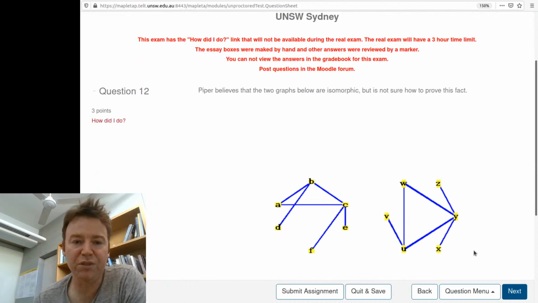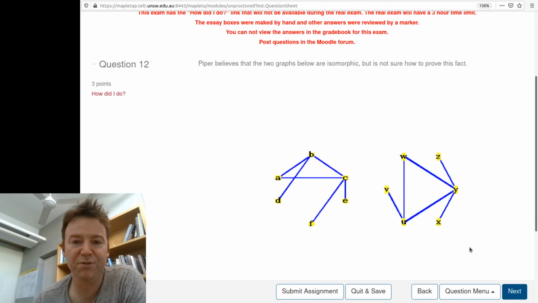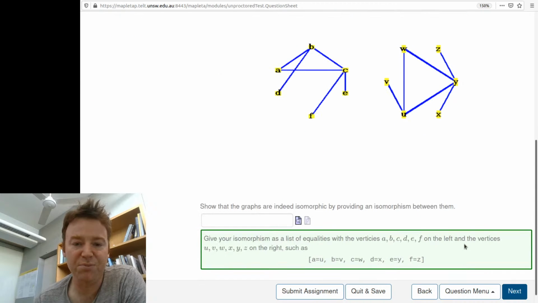Piper believes the two graphs below are isomorphic, but is not sure how to prove this fact. Show the graphs are isomorphic by providing the isomorphism between them. Cool.